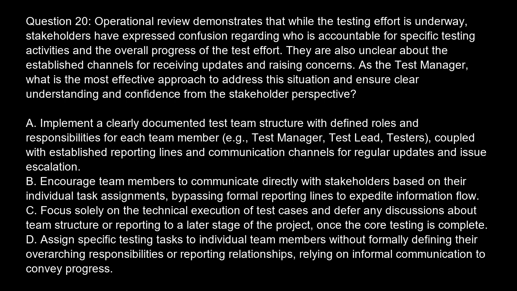Option A. Implement a clearly documented test team structure with defined roles and responsibilities for each team member, e.g., test manager, test lead, testers, coupled with established reporting lines and communication channels for regular updates and issue escalation. Option B. Encourage team members to communicate directly with stakeholders based on their individual task assignments, bypassing formal reporting lines to expedite information flow.